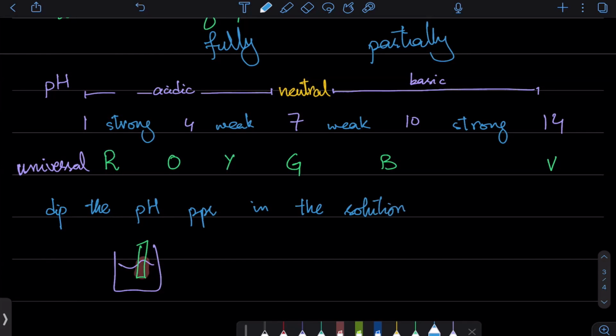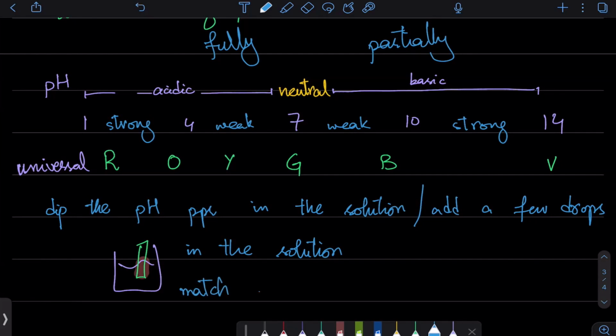Or if you don't want to do that, if you have a liquid indicator, then add a few drops in the solution. That's your first step. Second step, match with the color chart. Usually it's a 2-mark question of how you will figure this out. And remember, it's only the universal indicator that we can use to figure out the pH in our syllabus.